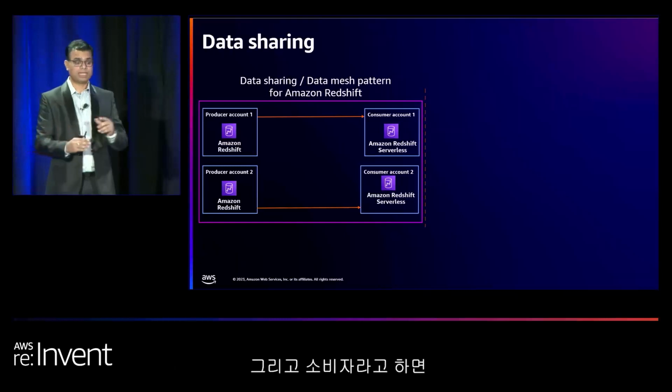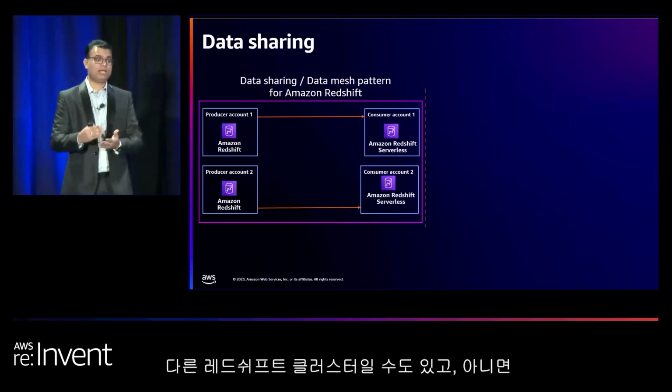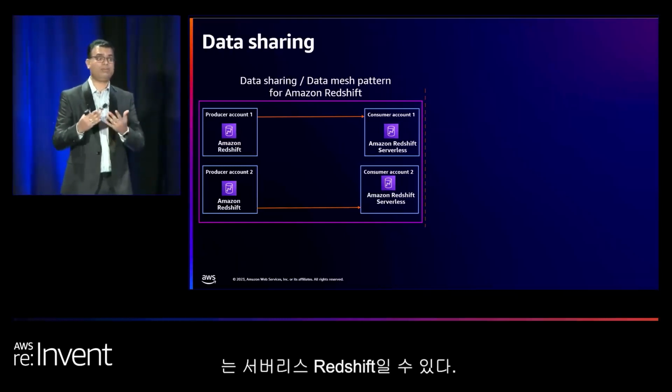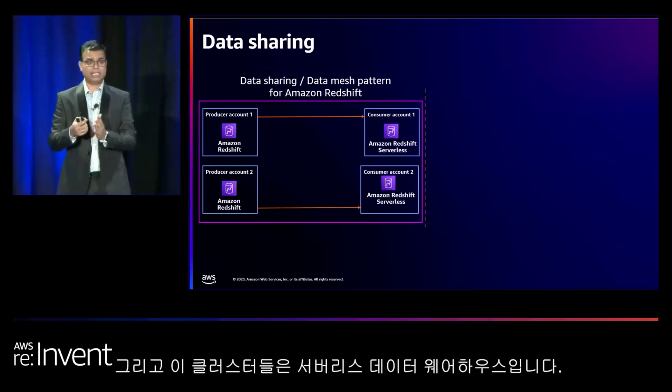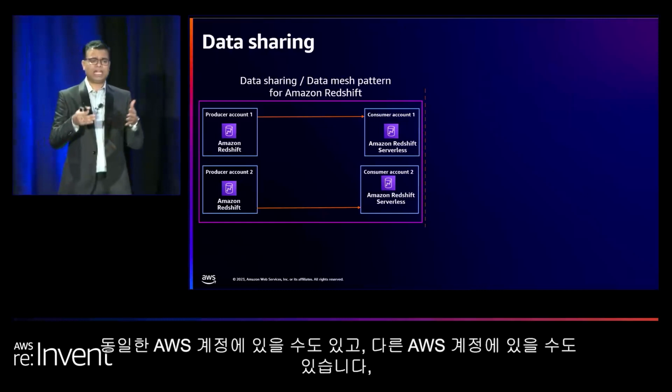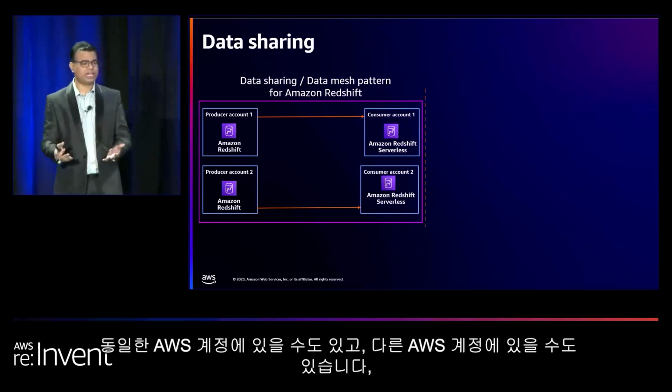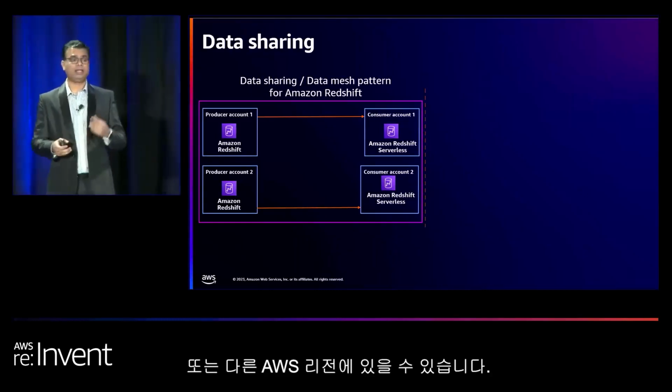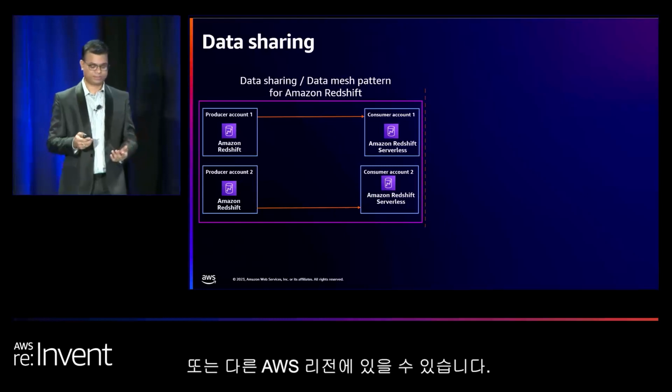The data still stays and is owned by the producer, but it is available and can be consumed by multiple consumers. And when I say consumer, it can be a different Redshift cluster, or it can be Redshift Serverless. These clusters or serverless data warehouses can be in the same AWS account or in a different AWS account, or maybe in a different AWS region.